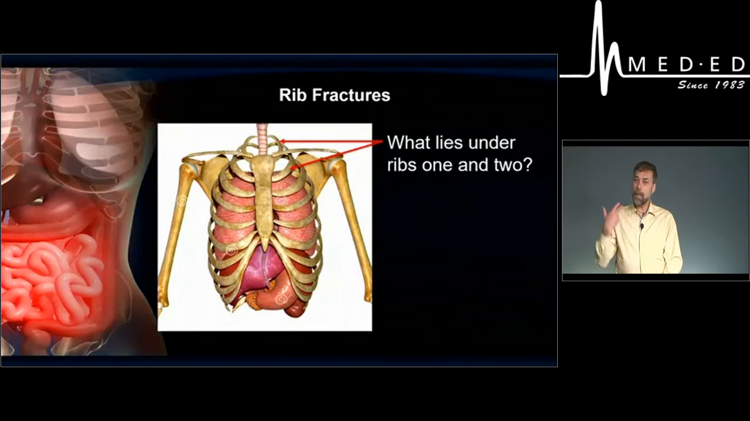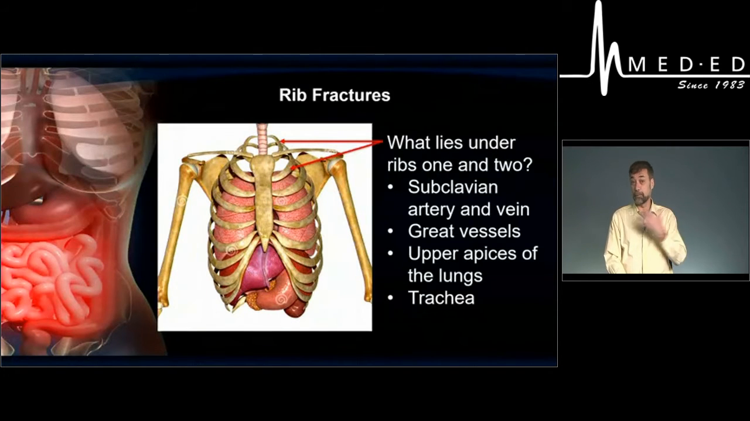Think about it for a minute. What lies under ribs 1 and 2 at the top? What structures would likely be injured if you fractured ribs 1 and 2? Can you think of anything? Well, of course, the lungs are under there, right? The upper apices, so there could definitely be lung trauma. But the bigger thing you're going to worry about with those upper rib fractures are the big vessels, the subclavian artery and vein. And even to a lesser extent, you've got the aorta up in that area, the aortic arch specifically. You have your vena cavas.